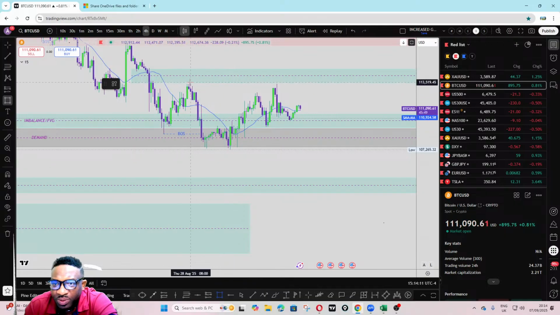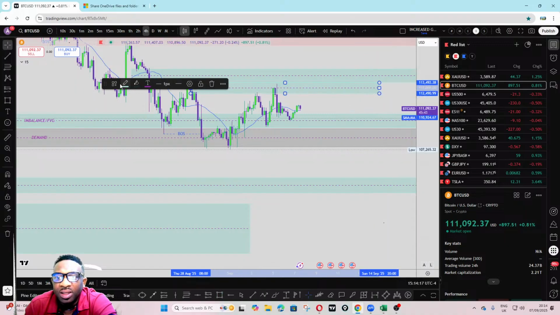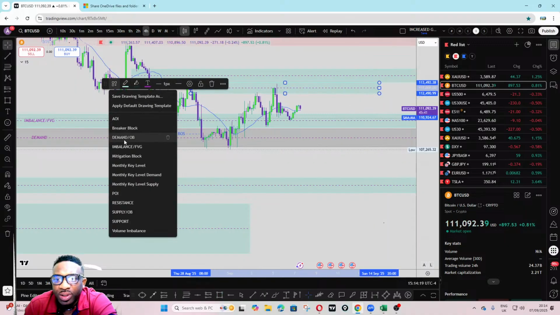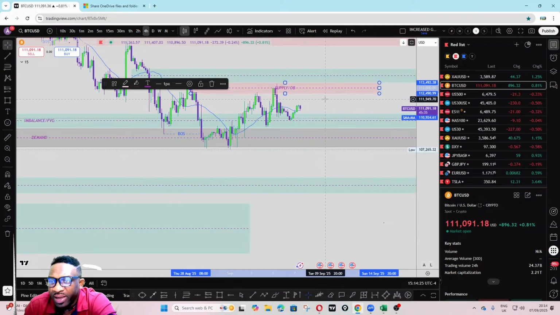As we're doing it, I said it's fractal. It happens on all time frames, no matter the size or the time frame that you are on. So this will be a small supply area.